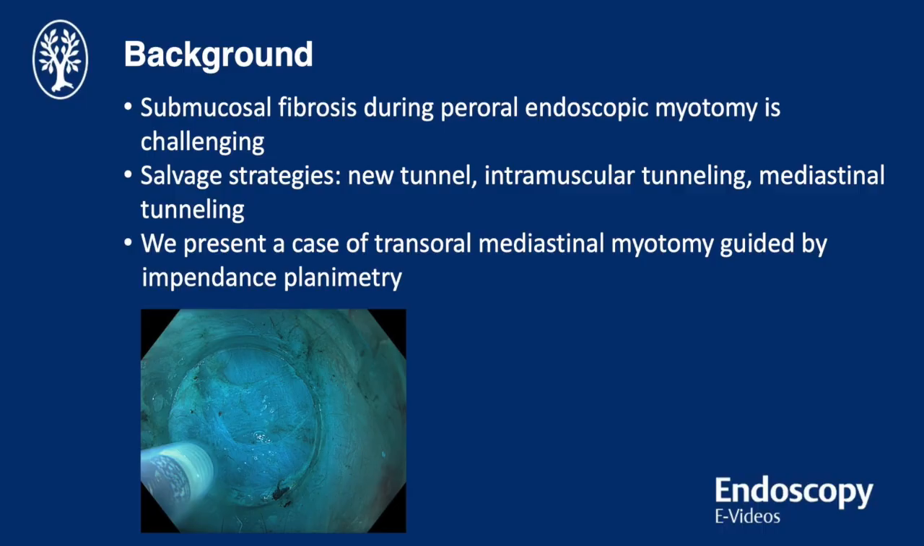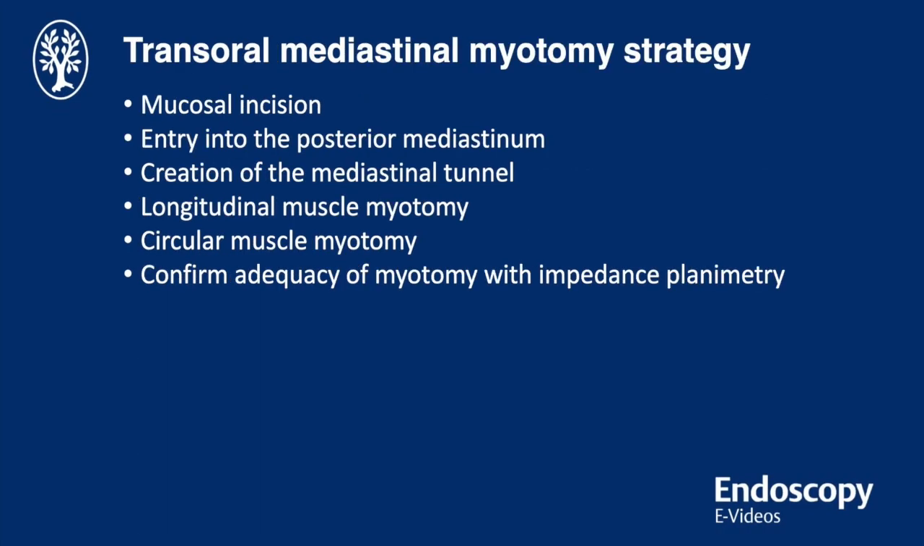Severe submucosal fibrosis remains one of the most challenging situations during peroral endoscopic myotomy and may result in procedural failure. Endoscopic rescue strategies include the creation of a new submucosal tunnel or intramuscular tunneling. More recently, a case of mediastinal tunneling has been described. We present a rescue transoral mediastinal myotomy performed as follows.